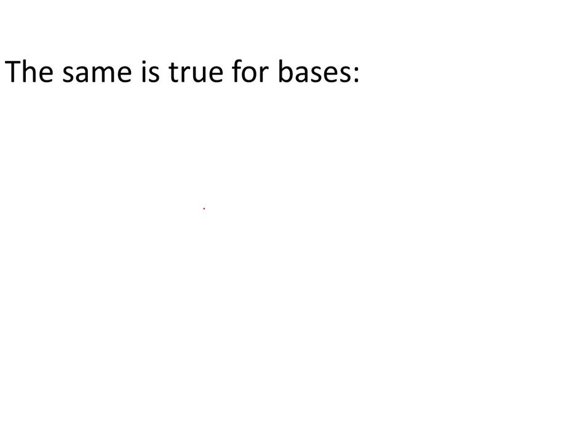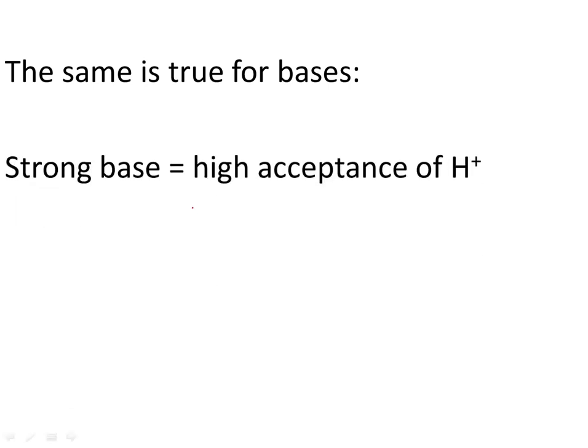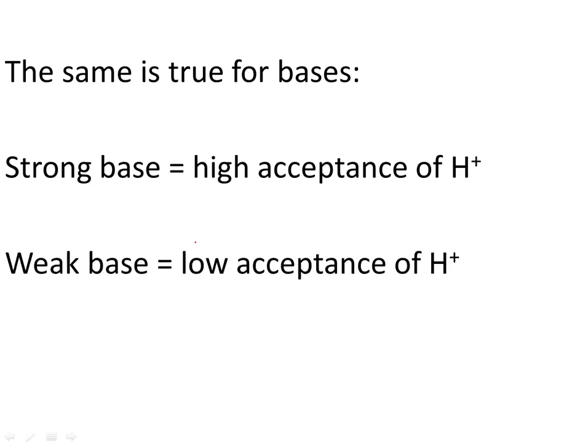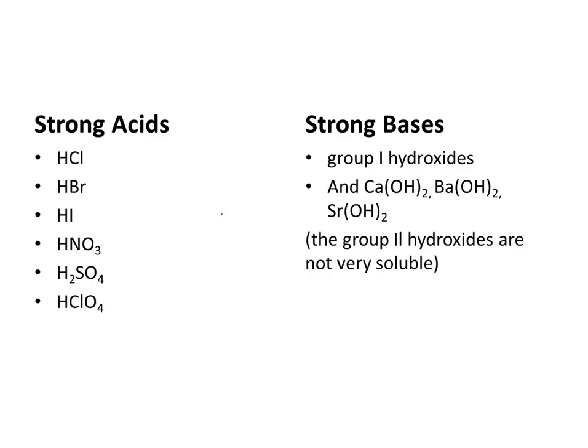Bases, same idea, but instead of donating hydrogens, they're accepting them. So strong bases fully accept hydrogens as much as they can. Weak bases, not all of them will accept the hydrogens. So just a proportion. For strong, a higher proportion of them will accept the hydrogen ions, or if they're acids, donate. And a weak base or acid, well, they will have a lower proportion of them doing their trading of hydrogens.